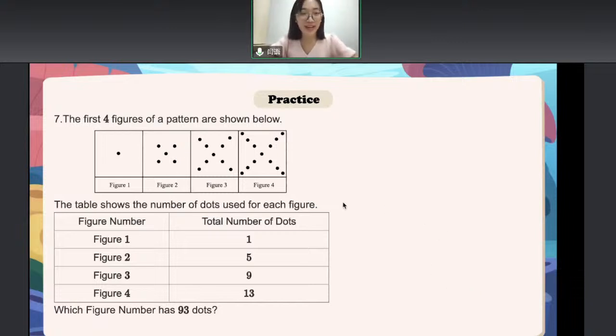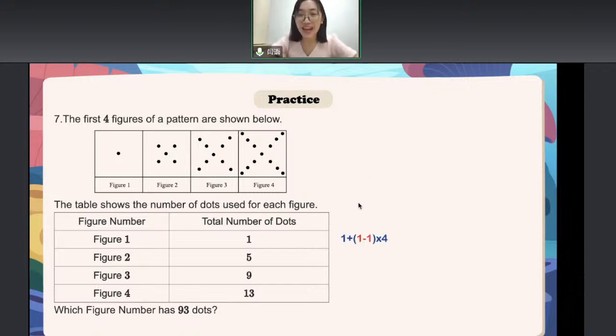Okay, let's try one more practice. The first 4 figures of a pattern are shown below. The table shows the number of dots used for each figure. So here, you can see the table on your book. In figure 1, how many dots are there? Super easy, only 1. What about in figure 2? Yes, we have 5. And what about in figure 3? Okay, we have 9. Okay, what about the figure 4? 13. Can you find any relationship between 1, 5, 9, 13?